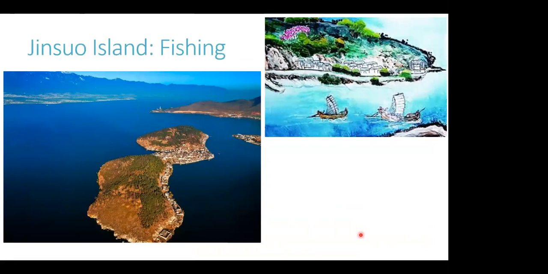Obviously, the picture is nicely touched. The water is not as blue as the picture. But the first thing you notice is that there's no ship or boat at all throughout the whole island, because fishing is banned. All the ships they cannot really have, and a lot of them actually had to sink the boat at the bottom of the lake.